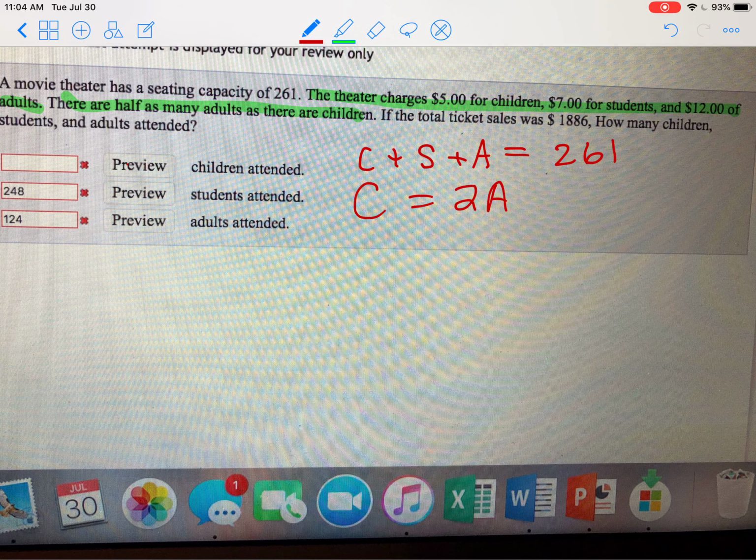Okay, next is the next phrase: total ticket sales were $1886. And so we go back to the statement about how much they charge per child, per student, per adult. And you see that we can say, well, if we do $5 for every child, plus $7 for every student, plus $12 for every adult, we get the amount 1886. And so that's our setup.